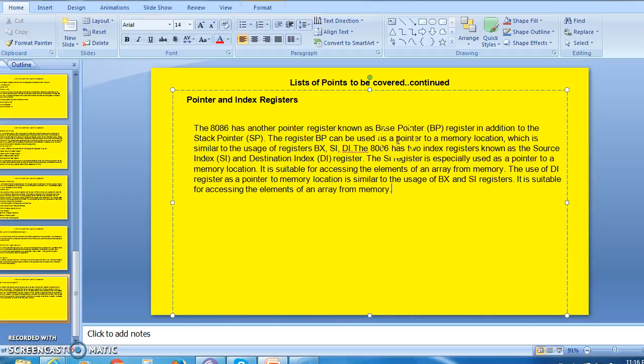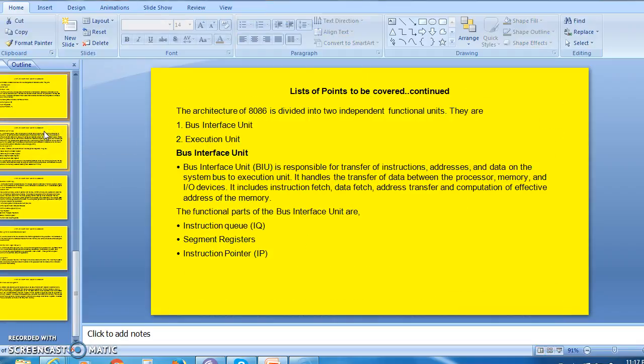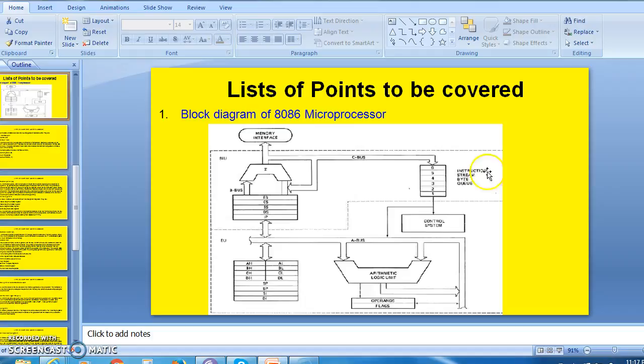Stack pointer and the base pointer registers are used as a pointer to the memory location, which is similar to the usage of the register BX. BX is called a base register, which is also known as another general purpose register. It is also used as a base register for address calculation along with SI and DI. So this is a brief overview about the 8086 microprocessor.